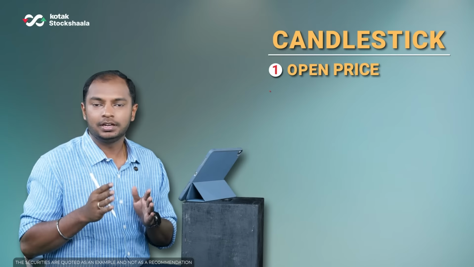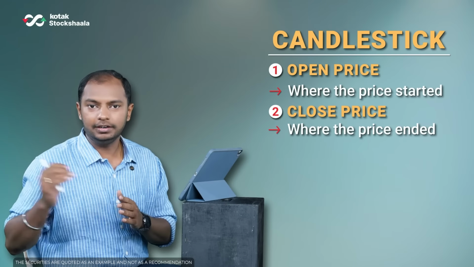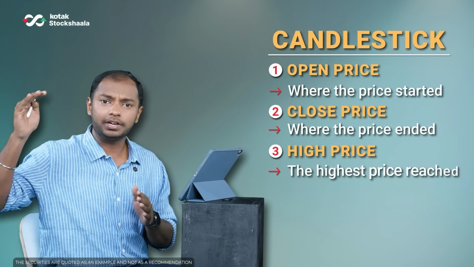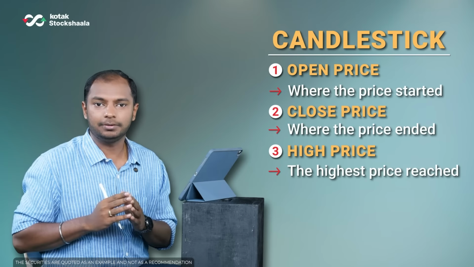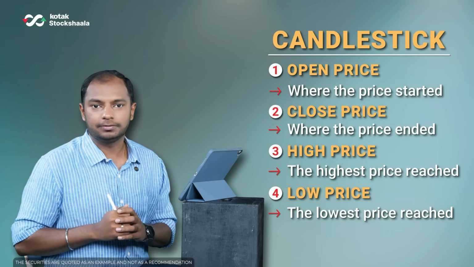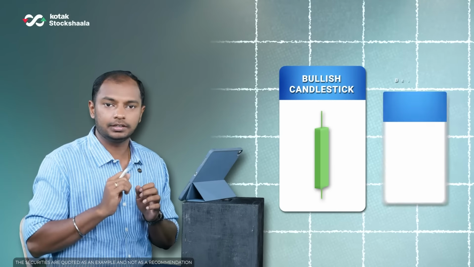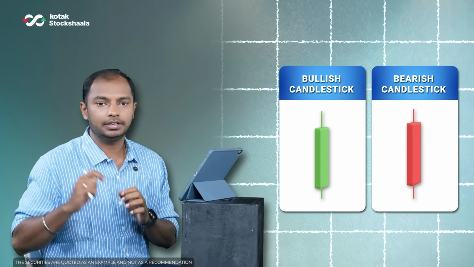So what exactly is a candlestick? A candlestick represents price movements in a specific time frame and has majorly four parts: an opening price, the price at which it started; a closing price, the price at which it ended; a high price, the highest price it reached in that specific time frame; and a low price, which is the lowest price it reached in that specific time frame. There are majorly two types of candlesticks: a bullish candlestick, which is represented in green color, and a bearish candlestick, which is represented in red color.